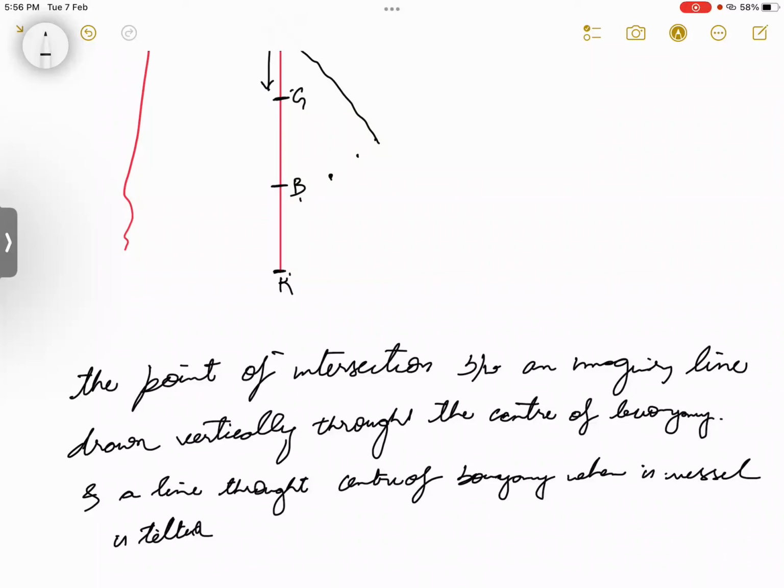Vessel tilt and heel, then the point of intersection, that is the imaginary line with the point of intersection, where it intersects the normal center of gravity line, that we call the metacenter, right sir? Yes, metacenter, it is correct.